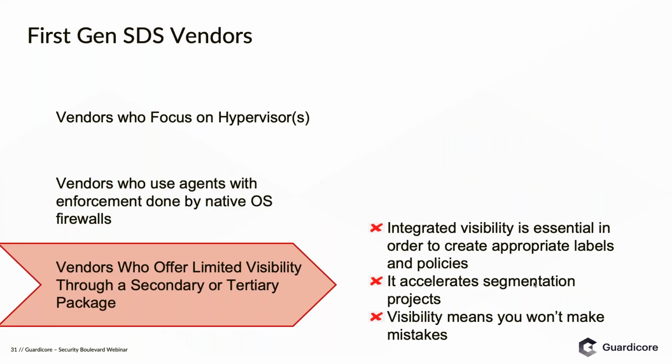Finally, the biggest challenge, next to probably the one above, is vendors who offer limited visibility through a secondary or tertiary package. Most people who do software-defined segmentation, instead of having their own visibility, use a secondary tool or even a third-party package. And the problem is that integrated visibility is essential to create appropriate labels that lead to policies. You remember the workflow of the 5 steps: you create labels, look at visualized maps, and then create policies out of it. Without that visibility, you really can't accelerate segmentation projects, and you can't be confident that you won't make mistakes.